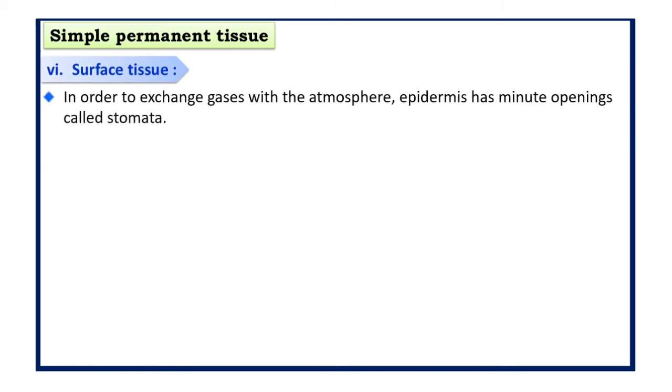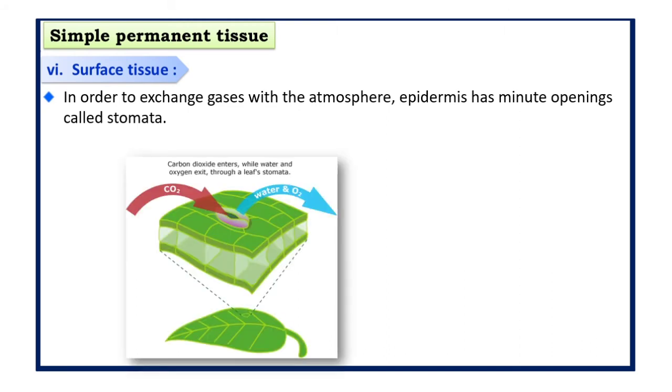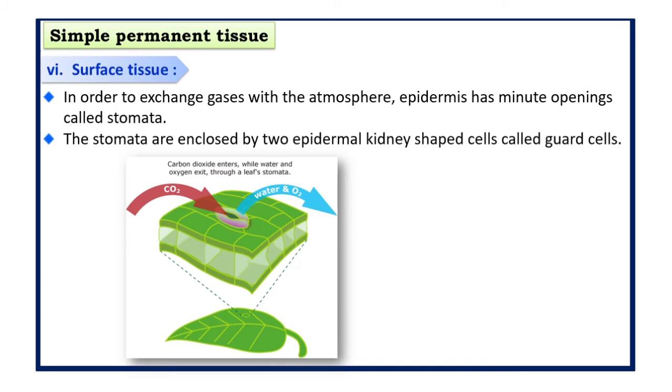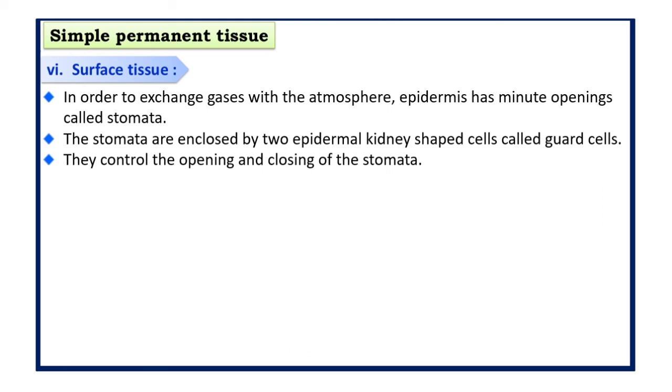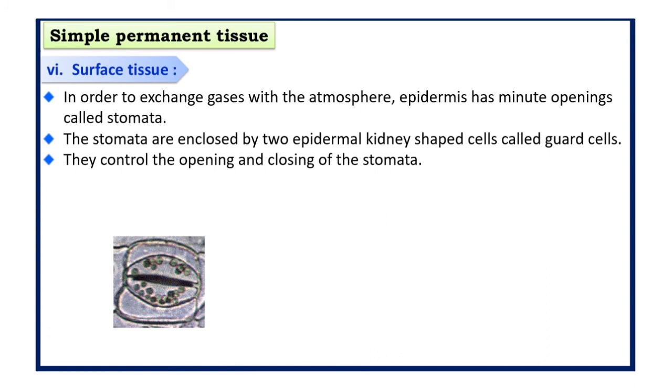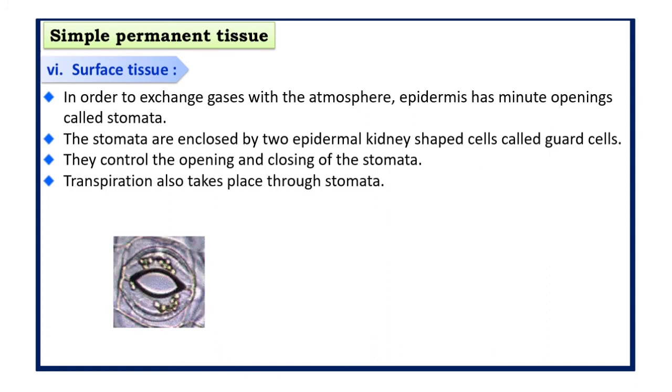Next, an important role of the surface tissue is, we know that plants exchange gas with the atmosphere. So the epidermis has minute openings. These openings are called stomata. Now these stomata are enclosed by two kidney shaped epidermal cells which are called the guard cells. It is shaped like a kidney or a bean. These guard cells control the opening and closing of the stomata. So this is how the stomata open and close.